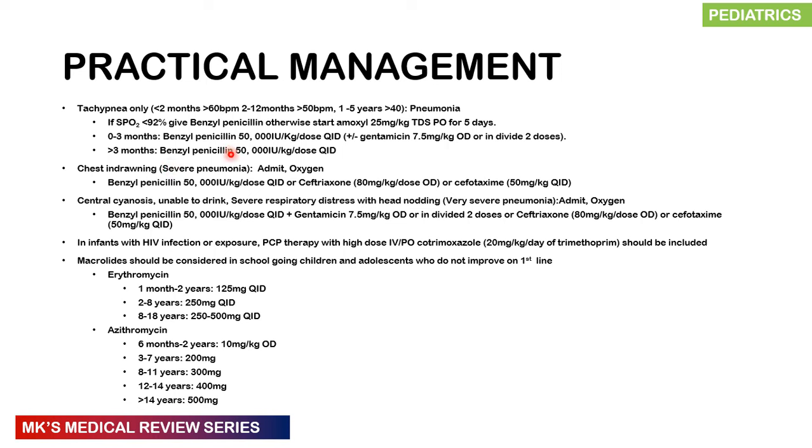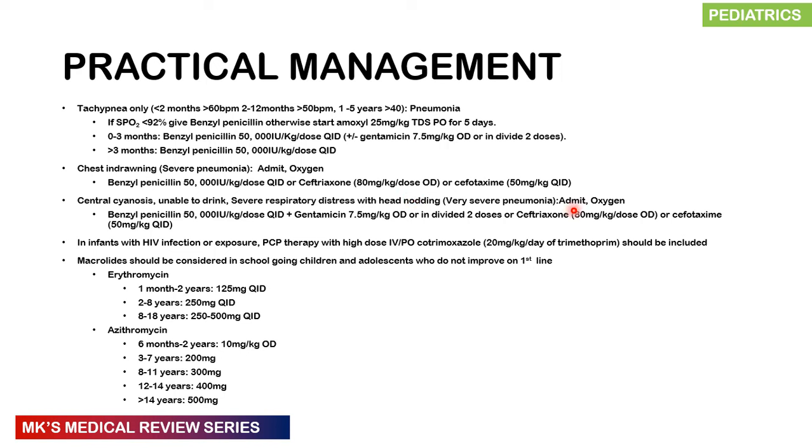Then for those that have severe pneumonia, these ones also have chest indrawing, so we want to admit them and we want to start them on oxygen and give them either our benzopenicillin at 50,000 international units per kg per dose 4 times a day. We can give ceftriaxone at 80 milligrams per kg per dose once a day, or cefotaxime at 50 milligrams per kg QID. If they have any of these features, central cyanosis, they are unable to drink, or severe respiratory distress with head nodding, then that's already a very severe pneumonia.